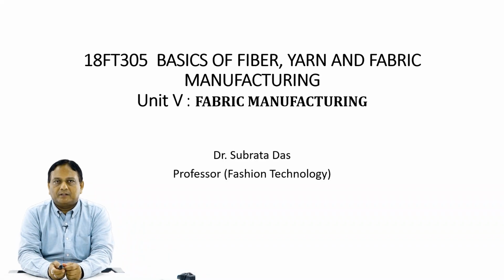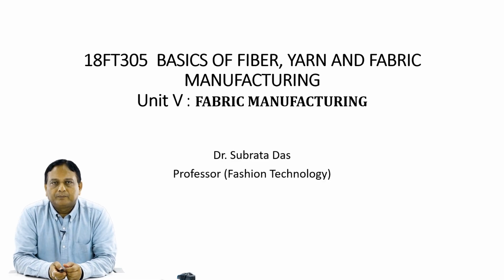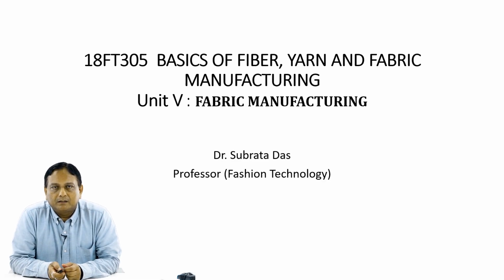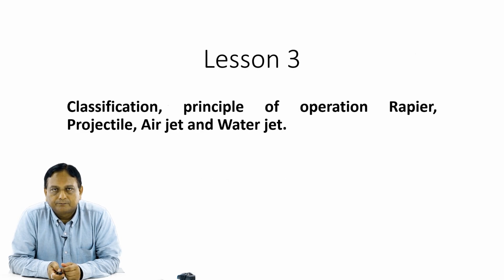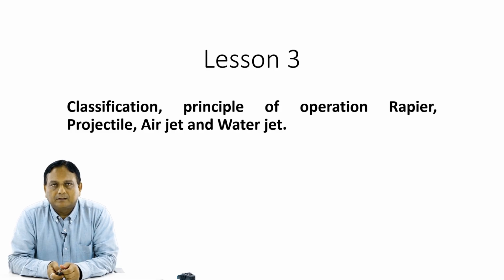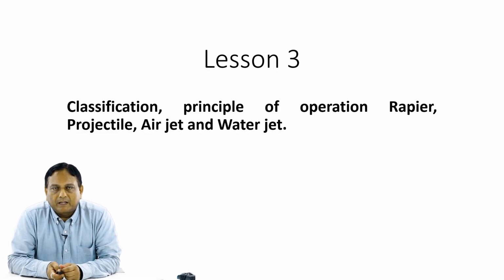So today we will start with 18FT 305 Basics of Fiber, Yarn and Fabric Manufacturing. Unit 5, we will talk about the fabric manufacturing process. We are at lesson 3, and in lesson 3 we will talk about different types of looms.